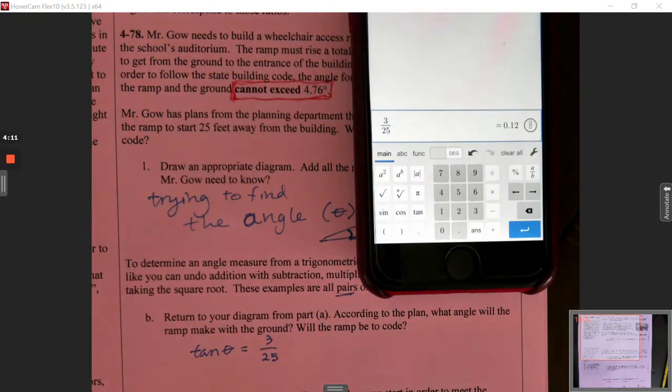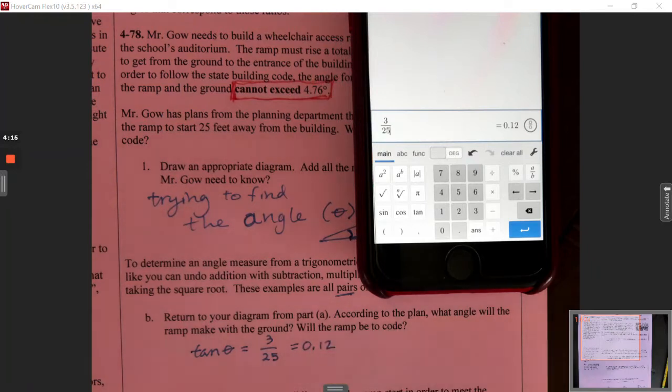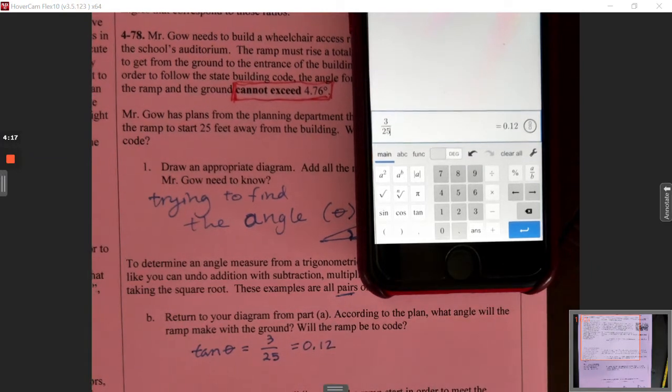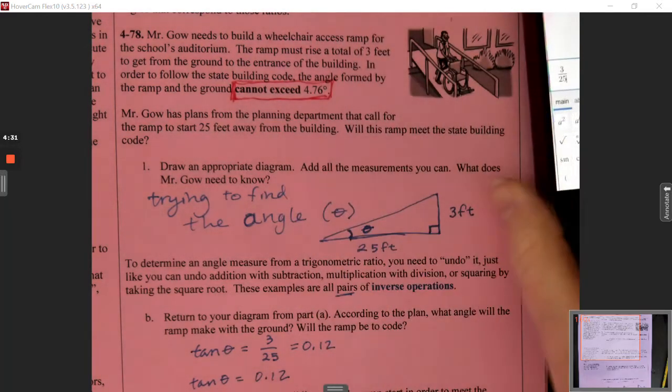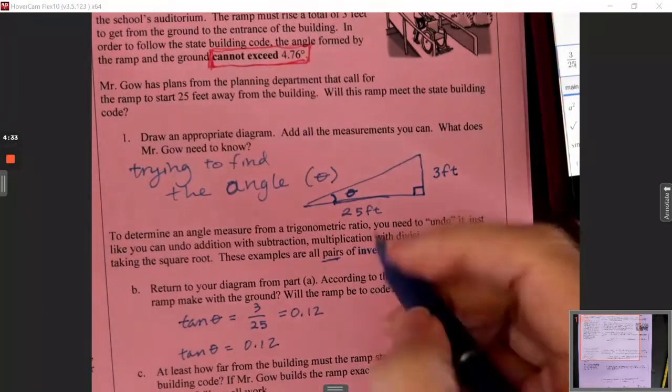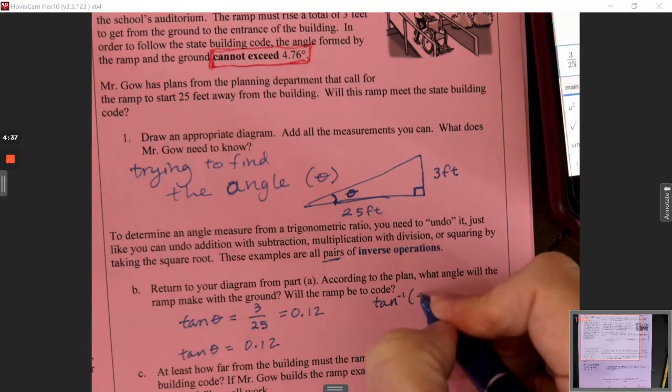Because you know I'm a big fan of fractions, but when I'm dealing with story problems, I tend to go into decimals because it's going to work better for what I'm doing. So I still have this. And now I'm going to take the tangent inverse of both sides. And so we write that as tangent inverse of tangent of theta. We hardly ever write that down, but we'll do it today. Equals tangent inverse of 0.12. Because whatever I do to one side, I must do to the other.